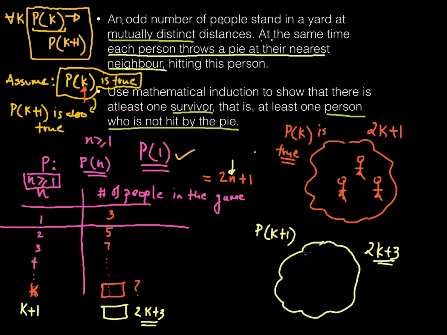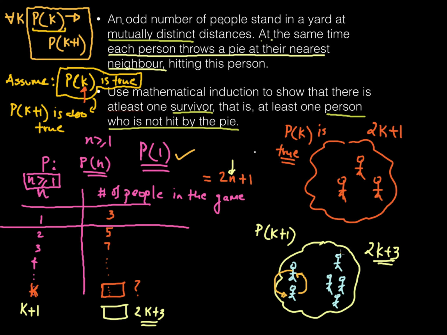And what I'm going to do is I'm just going to divide them, not into two equal halves, but into two parts, where this is 2 people over here. So from a total of 2k plus 3, 2 of these people are over here, and whatever is remaining, which is 2k plus 1, are over here. Now let's assume that these two are closer to each other, which means that this person throws a pie at this person because they are close to each other.